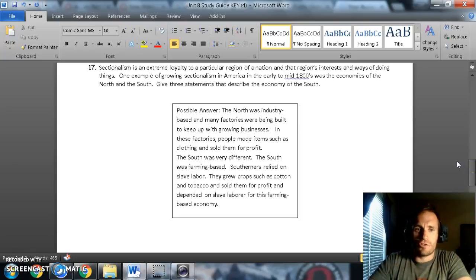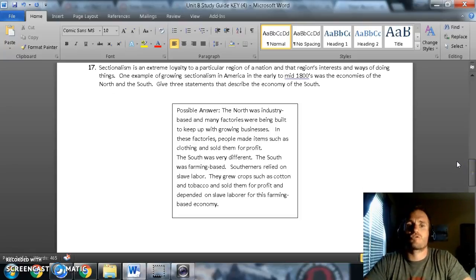And a little help with the short answer. Sectionalism is an extreme loyalty to a particular region of a nation and that region's interests and ways of doing things. One example of growing sectionalism in America in the early to mid 1800s was the economies of the North and South. Give three statements that describe the economy of the South.